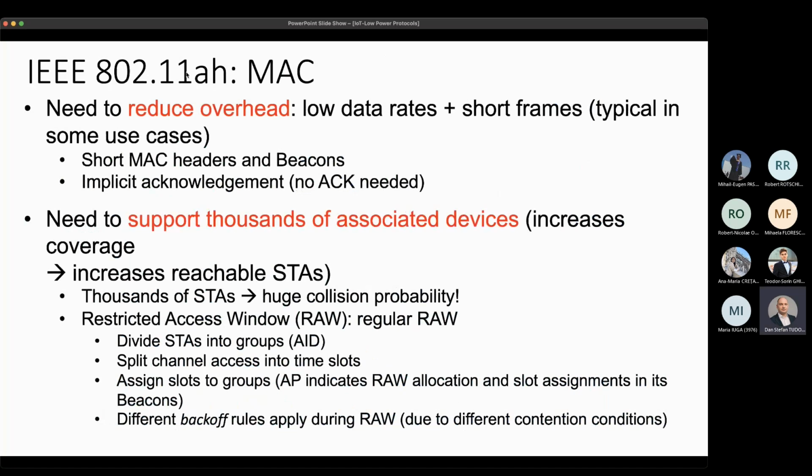At the MAC layer, there's a need to reduce overhead. So at low data rates and short frames, you can have short MAC headers and beacons, and you have an implicit acknowledgement. You don't need an ACK, and there is a need to support thousands of associated devices to increase coverage. So you have thousands of these devices, and there's a huge collision probability. Then you have a way to actually manage this, with a restricted access window scheme.